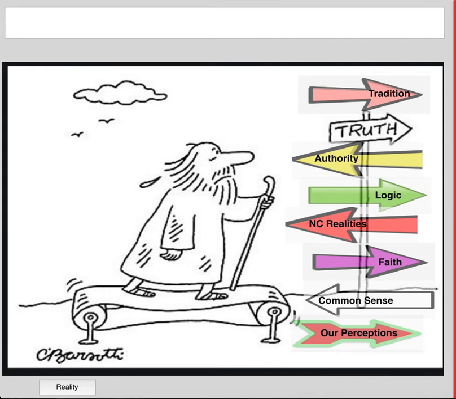Finally, we have our perceptions, our senses. And they give us information on what reality is, or what we perceive as real. This seems to be our best bet, so I'd like to spend some more time taking a look at perceptions.